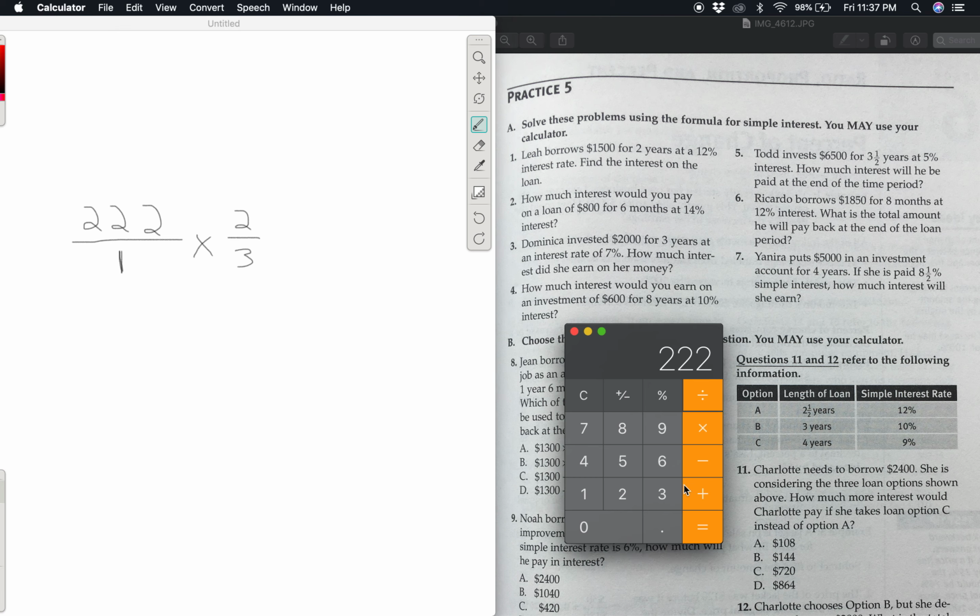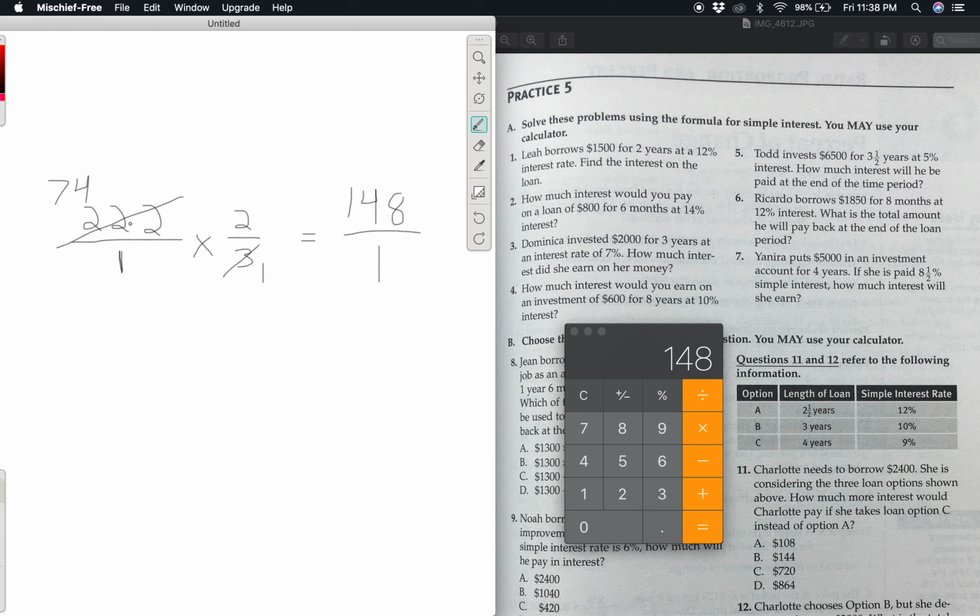So 222 divided by 3 equals 74, so we can cancel this and it becomes 74, and cancel this and it becomes 1. Now we have 2 times 74 equals 148, over 1 times 1, which we know is 1, just like this was still 222. 148 over 1 is 148. And that is the answer for number 6.